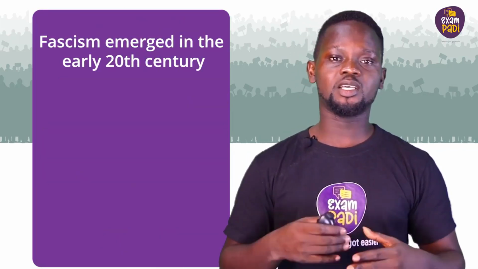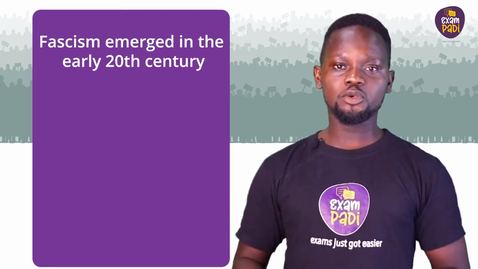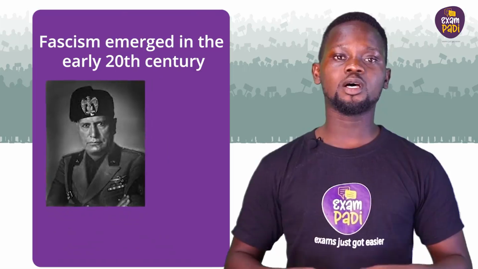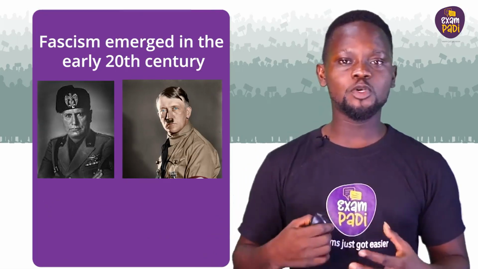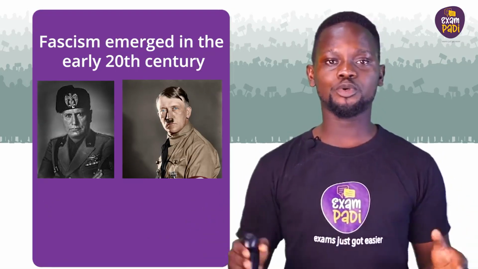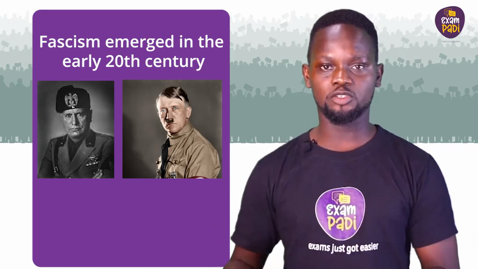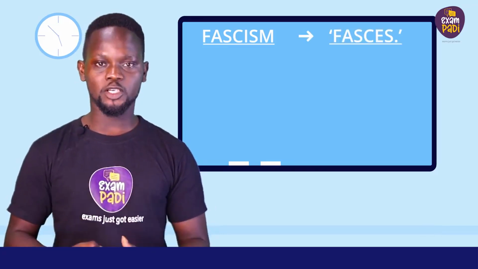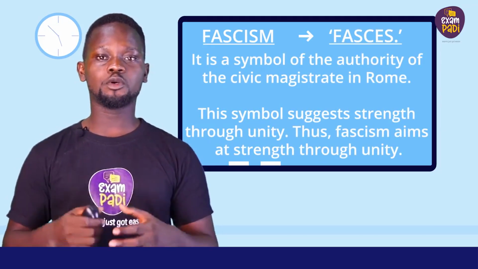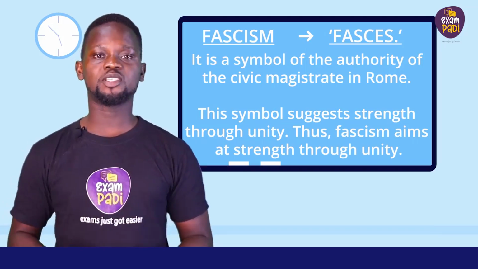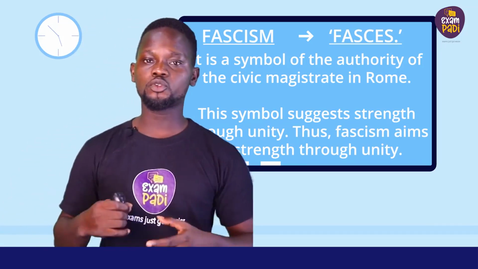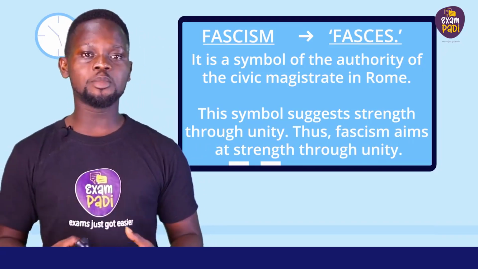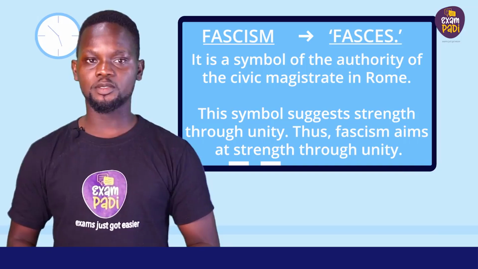Fascism emerged in the early 20th century, particularly in Italy under Benito Mussolini and Germany under Adolf Hitler, and has since become associated with some of the most oppressive and destructive regimes in history. The word fascism is derived from the Latin fasces. It is a symbol of the authority of the civic magistrates in Rome. This symbol suggests strength through unity. Thus, fascism aims at strength through unity.